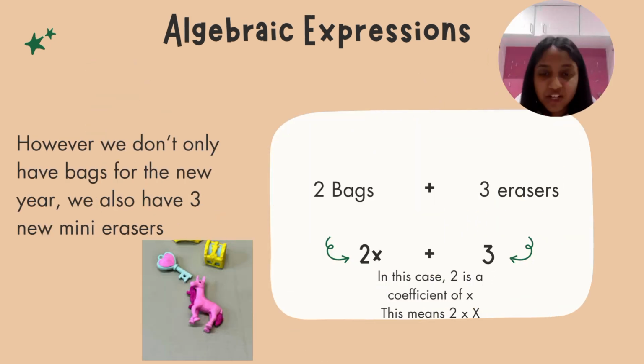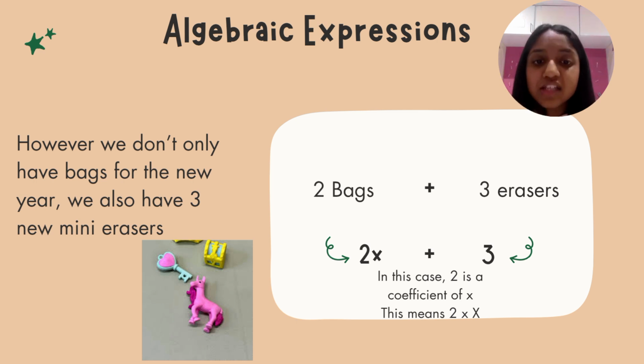So that was the first step to our algebraic expression: if we have one bag, it'll be x, but if we have two bags, it'll be 2x. Now we're going to say that we don't only have bags for the new school year, but we also have three new mini erasers. So as you can see in the equation on the side, in the little white block, we have two bags plus our three erasers. Therefore, it will be 2x plus 3, because there are now two bags, plus the 3 erasers.